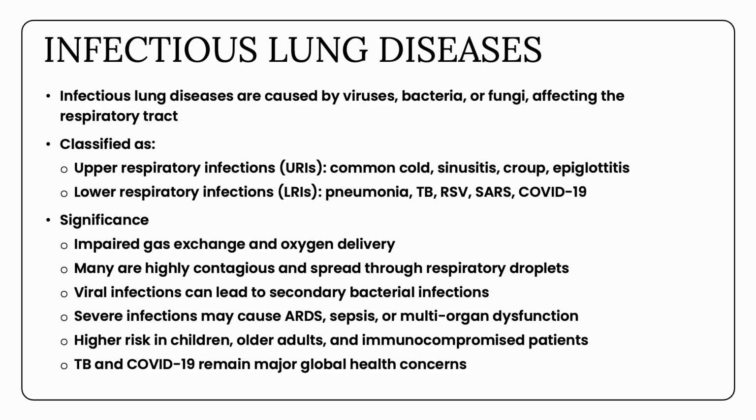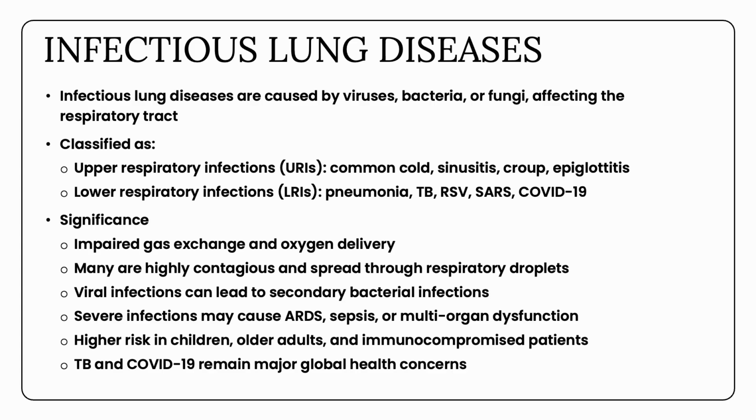Lower respiratory infections are usually more serious because they directly affect the lungs and interfere with gas exchange. Because remember, gas exchange happens in the lower respiratory tract. For example, pneumonia causes fluid and inflammatory debris to collect in your alveoli. This makes it harder for oxygen to diffuse into the bloodstream, leading to hypoxemia and respiratory distress. Many of these infections are highly contagious, spread through respiratory droplets. That's the reason why we put patients on droplet precautions.